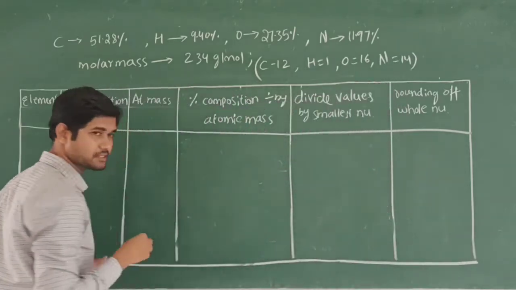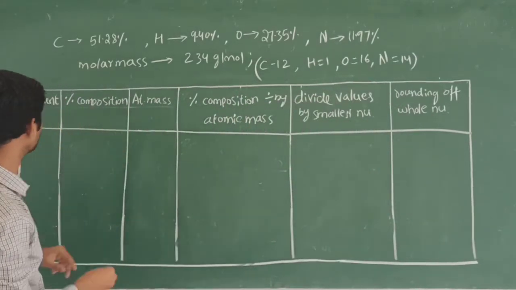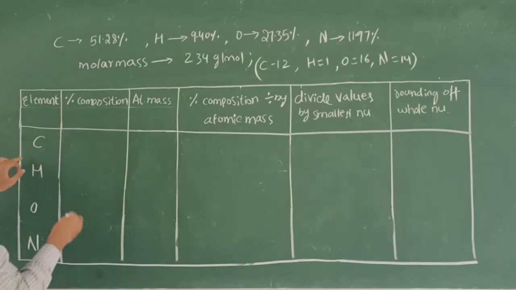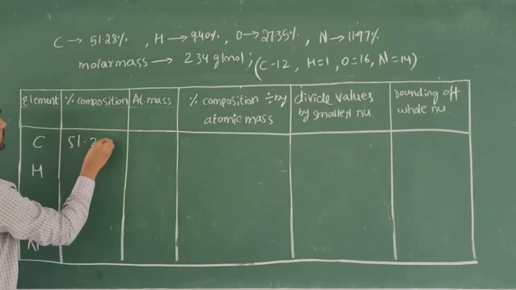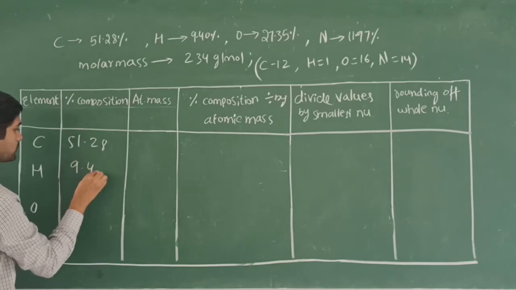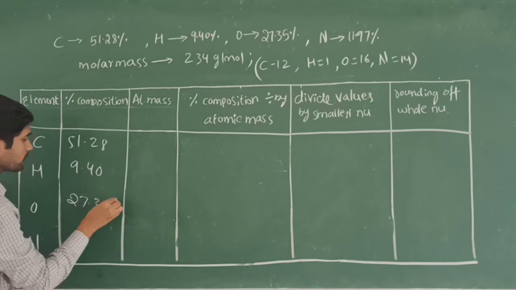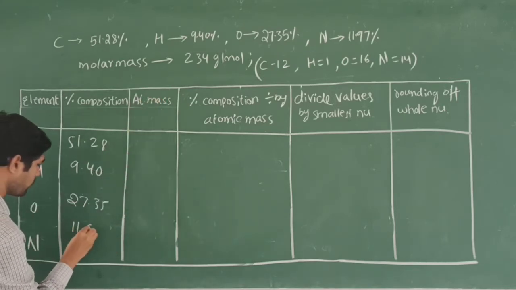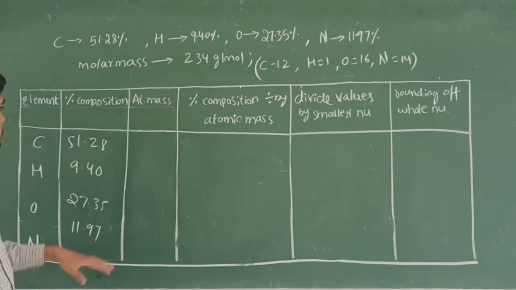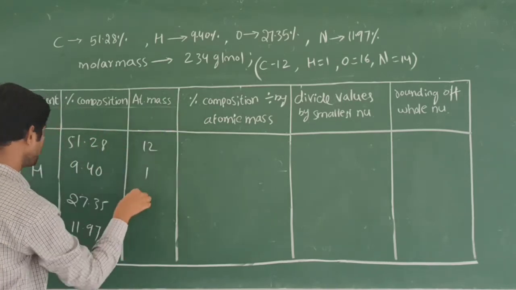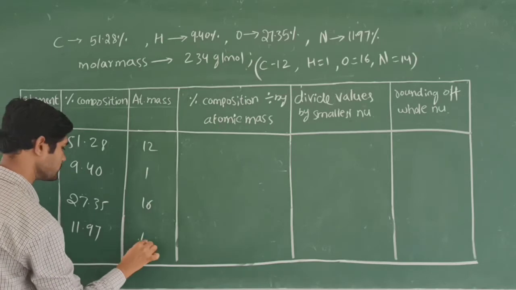So without wasting time, we should write the elements given here: carbon, hydrogen, oxygen, and nitrogen. Write the percentage composition: carbon is 51.28, hydrogen 9.40, oxygen 27.35, and nitrogen 11.97 percent. Their respective atomic masses are carbon 12, hydrogen 1, oxygen 16, nitrogen 14.